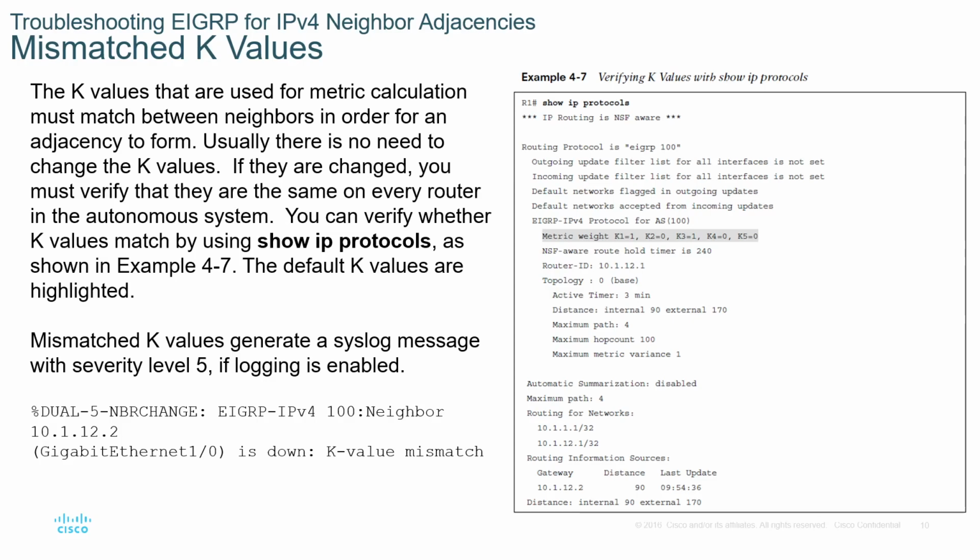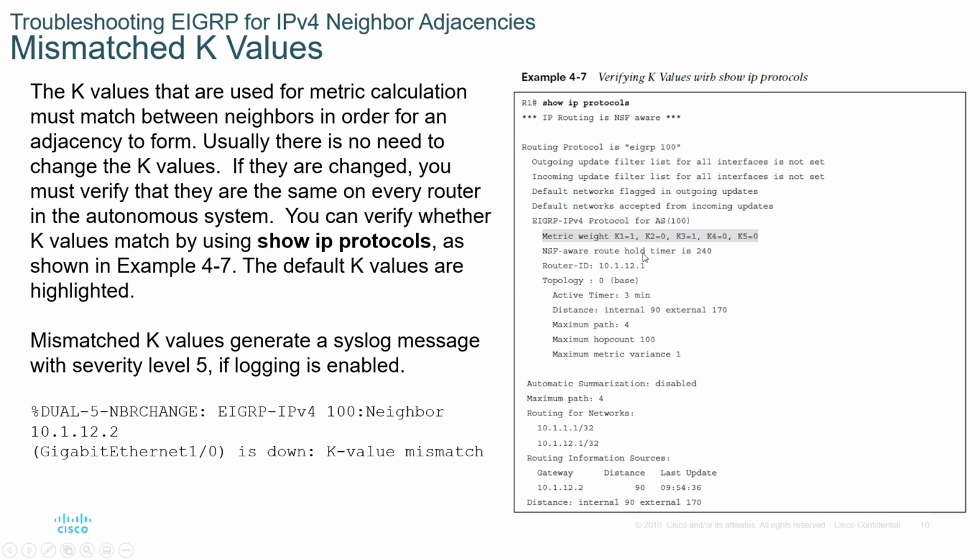Again, show IP protocols, but this time confirming the K values for the metric. Now, when you change the metric values in use, you need to change it across your entire enterprise. Otherwise, you have problems with pathing, and you have problems with adjacencies forming, because these K values have to be the same. Here's an example of our error message that we would get. It tells us that we have a K value mismatch.